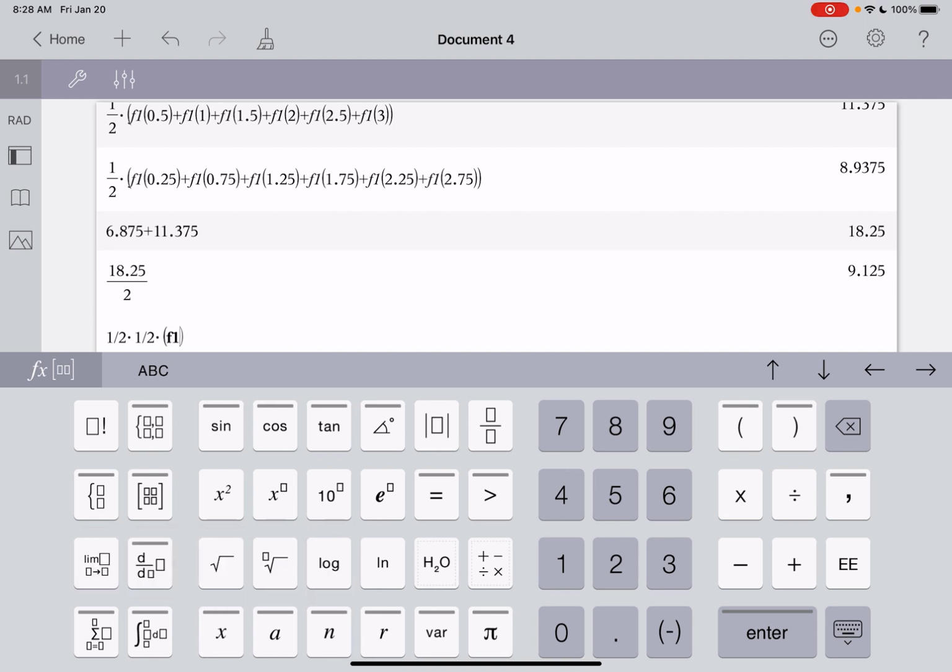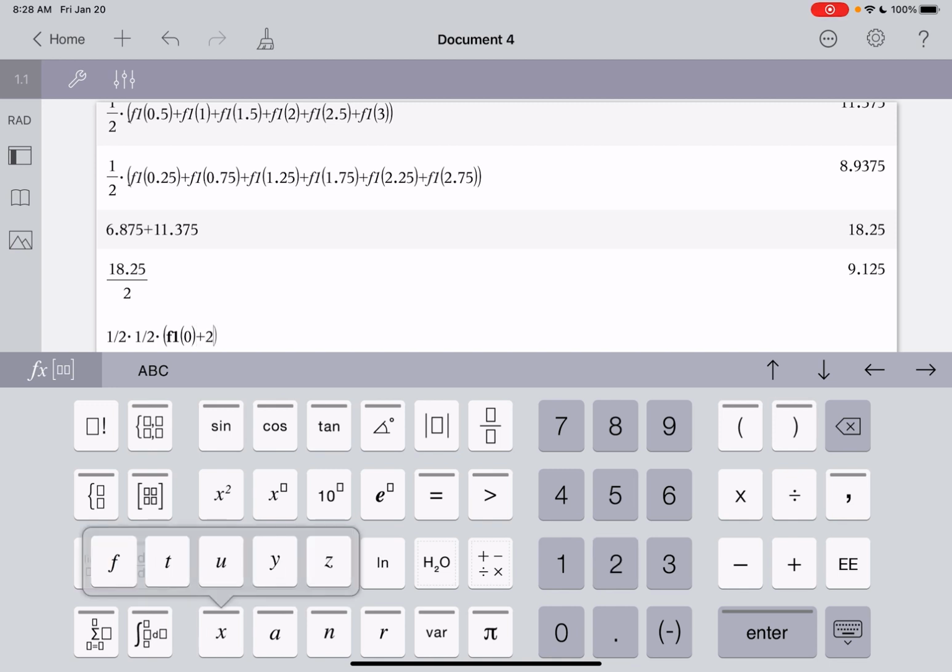So what are we doing here, guys? f1 at 0, gotcha, and then we're going to add to that. This is where you have to start putting 2's in there. So it would be 2 f1 of 0.5, gotcha, plus 2, and we'll do f1 of 1.